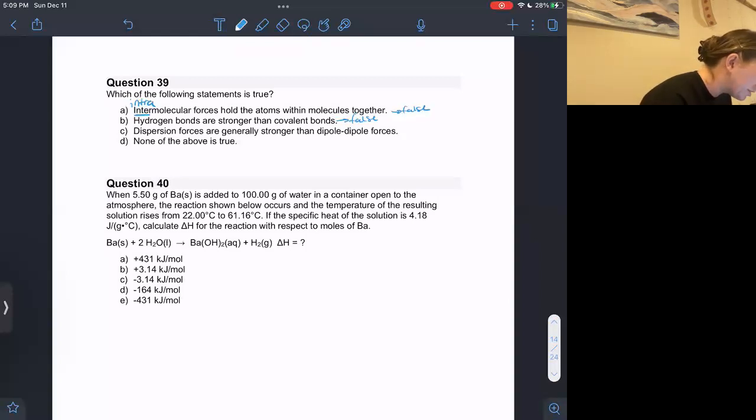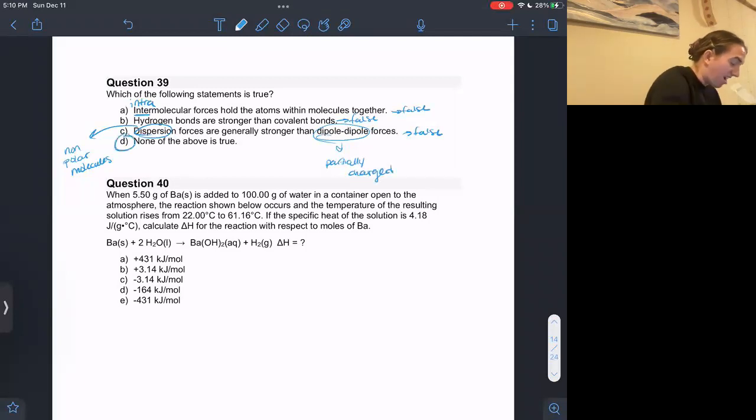And then dispersion forces are generally stronger than dipole-dipole. No, dispersion are the lowest. This is also false. Dispersion forces are the lowest energy level, or the lowest form of intermolecular forces. So dipole-dipole are definitely stronger than that. Dispersion happens between nonpolar molecules, while dipole-dipole happens with partially charged molecules. So I think this is none of the above. I don't think any of these are true.